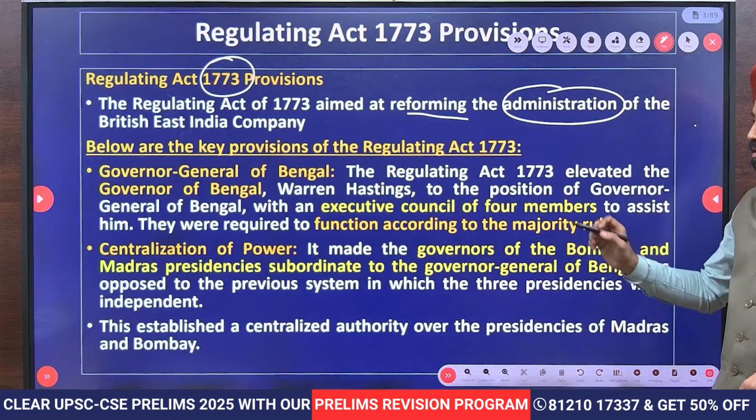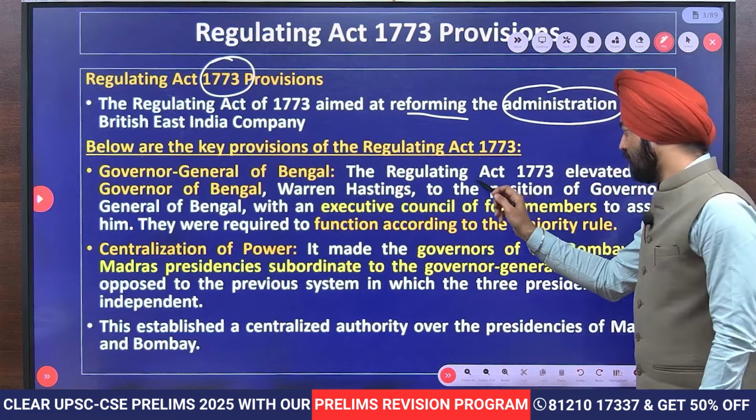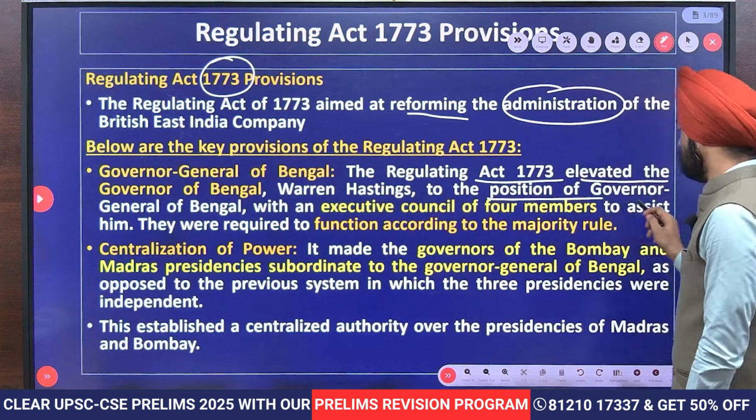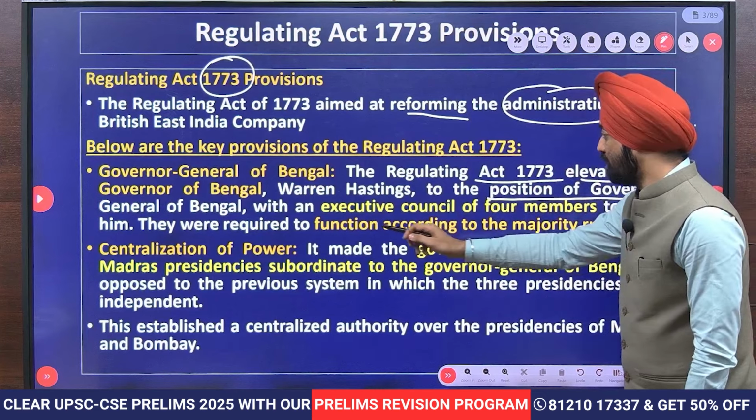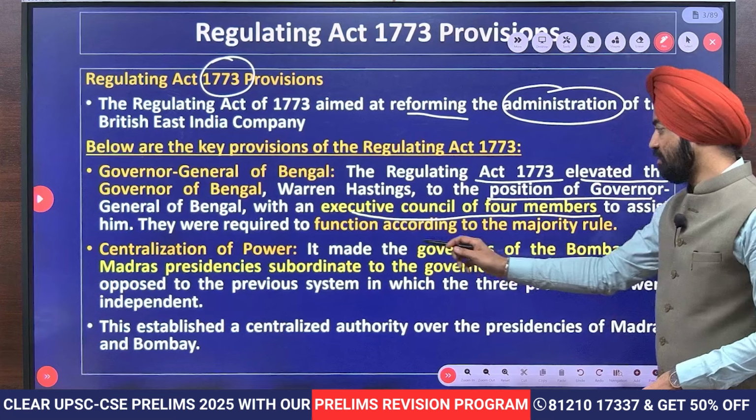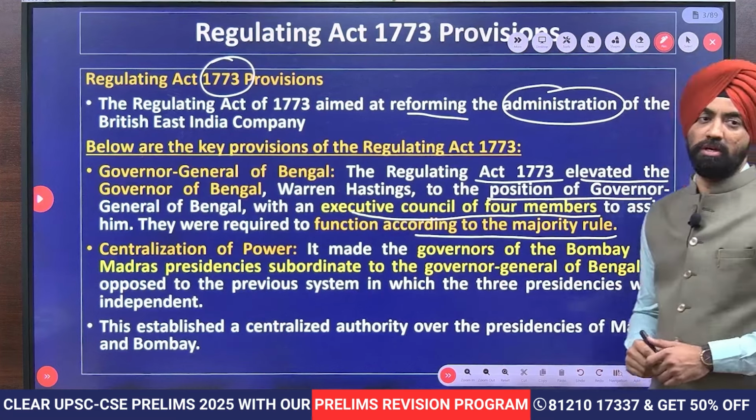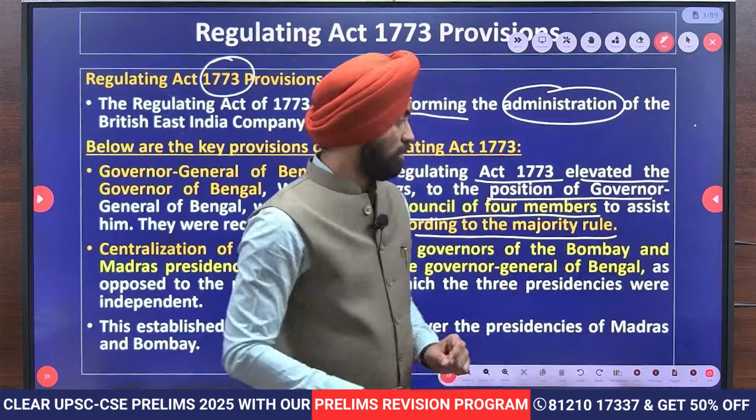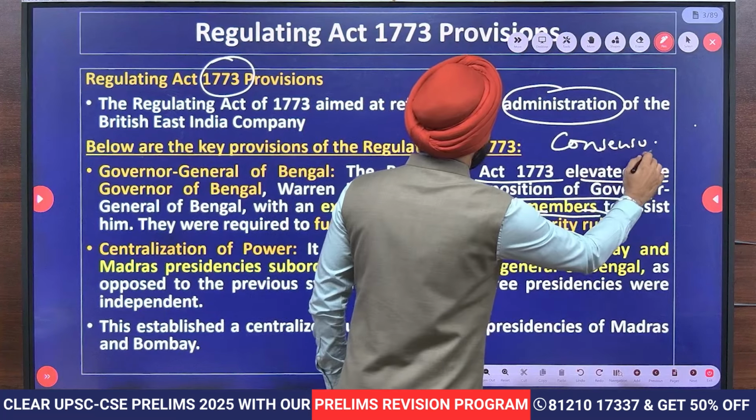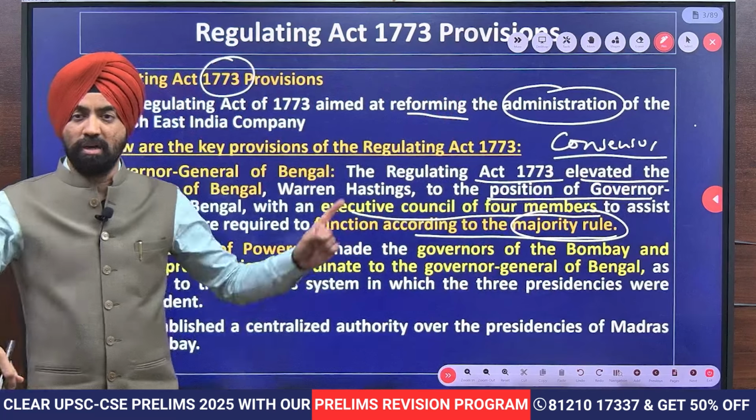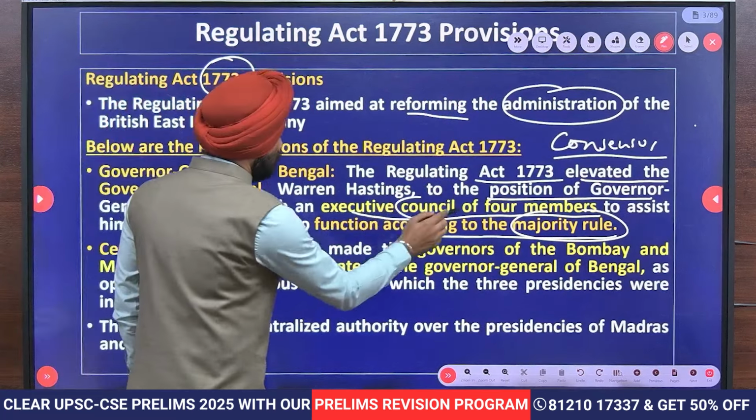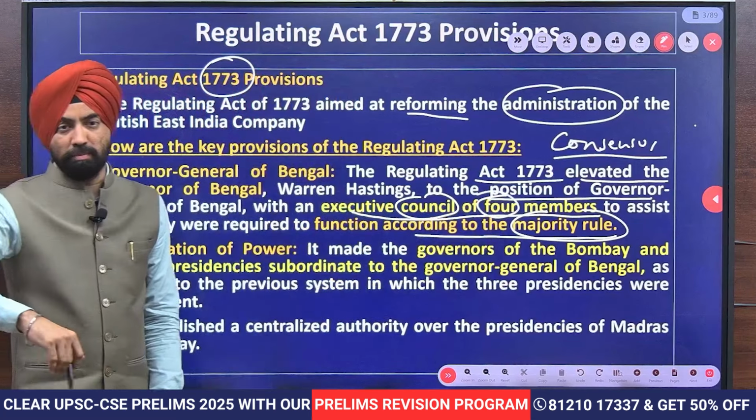And the most important thing that you need to understand here is the Regulating Act elevated the Governor of Bengal to the position of Governor General of Bengal, with an Executive Council of 4 members to assist him. They were required to function according to the majority rule. So a question will come, was it based on consensus? The answer is it is not based on consensus, but on the majority rule, where the Executive Council was added with 4 members. This is one of the major points.